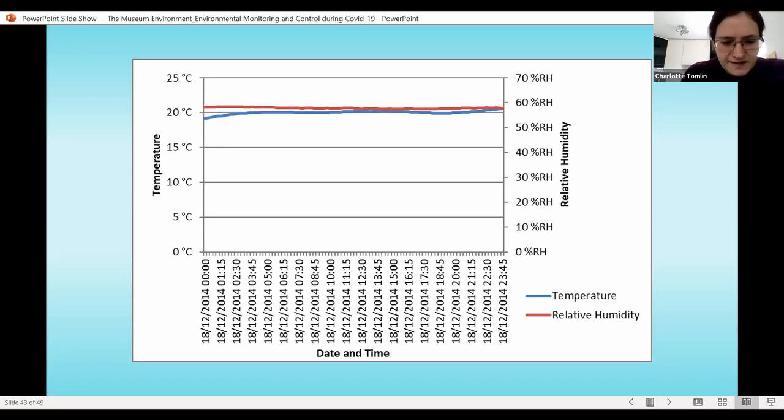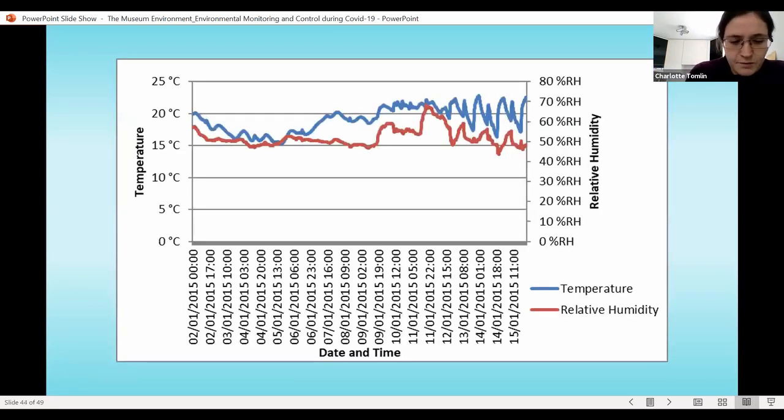So as well as looking at the daily fluctuations, we can look at weekly fluctuations to see what might be affecting the environment and how we can control it. So this is a 2-week period. And we can see in the first week, the temperature does fluctuate, but it's not as dramatic as the second week. And again, the RH does fluctuate in the first week, but becomes much more dramatic in the second week.